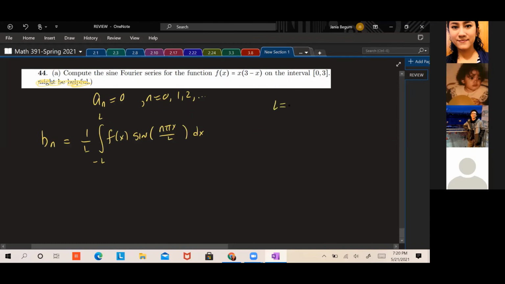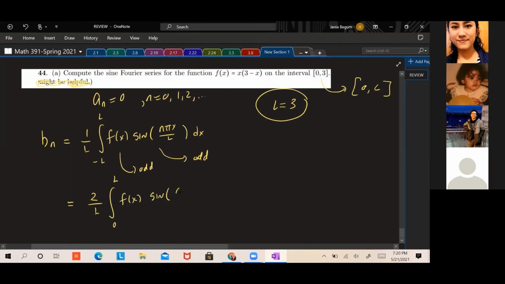So what is L for this problem? It should be 3, because this is the interval 0 to L, so L is 3. Because we're extending f(x) as an odd function, this is odd, and sine is also an odd function. So what's the product of two odd functions? Even. So that means I can do 2 over L, integral from 0 to L, of f(x) times sine(n pi x over L) dx.